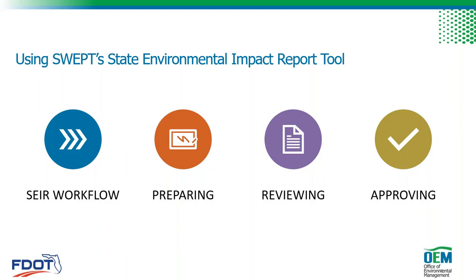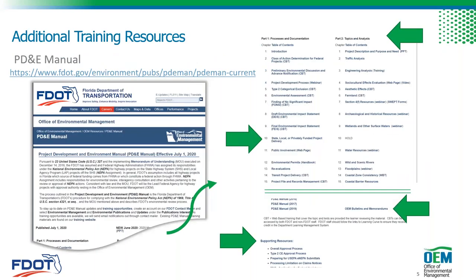Because we're focusing on functionality, not the content, I wanted to point out some additional training resources for you. First of all, there is, of course, the PD&E manual. Before you start a SEIR, you will need to be familiar with that. Part 1, chapter 10 is the state, local, or privately funded project delivery chapter, and that one is where you'll find more instructions about the SEIR.